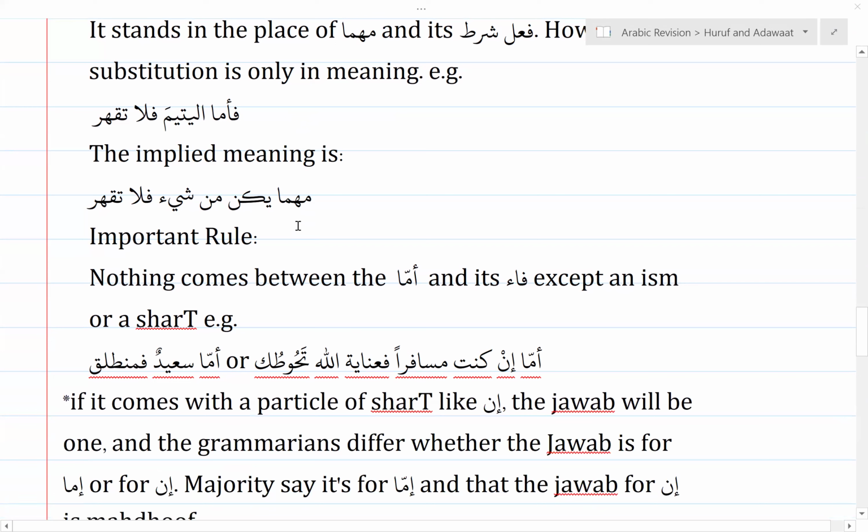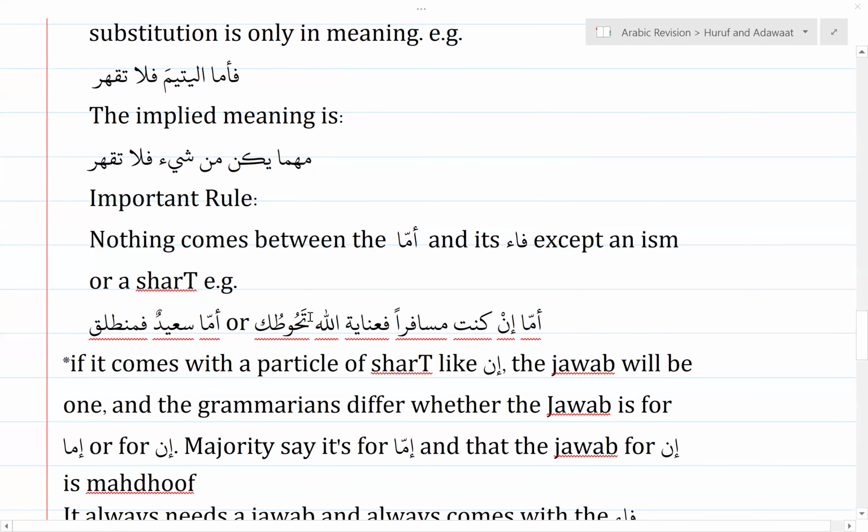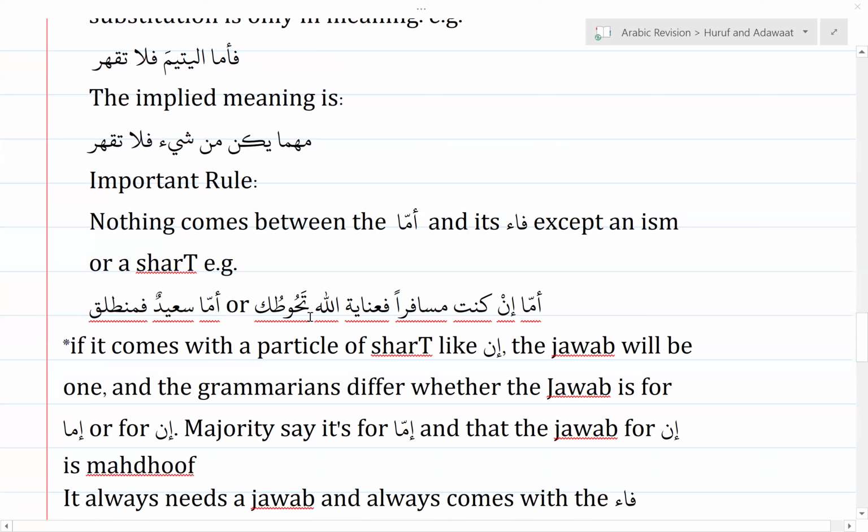But it's easier to understand it as for. If you understand it as for, it's fine. As for the orphan, do not. So in whatever case it may be, do not. That's what is kind of implied there. Now, an important thing to know about amma is that nothing comes between amma and its fa. So we know jumla shartiya, you have the adatu shart, something that comes between maybe a fi'al shart or whatever, and then the fa rabita, right? That's the structure we are familiar with.